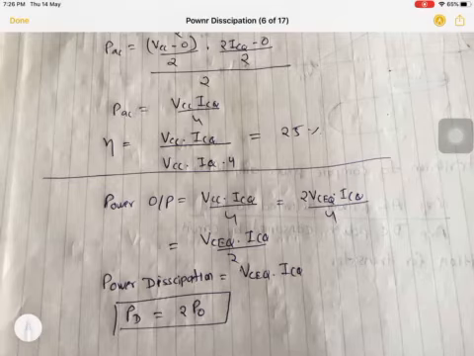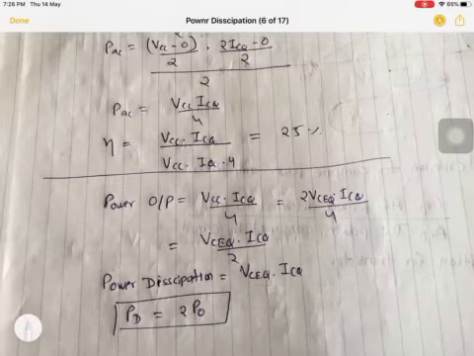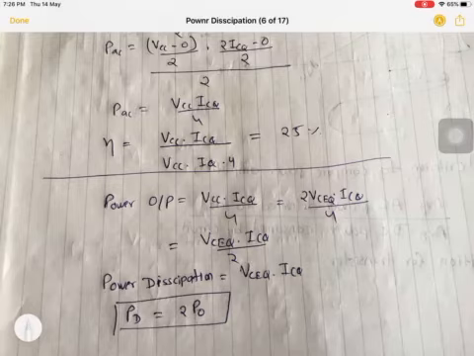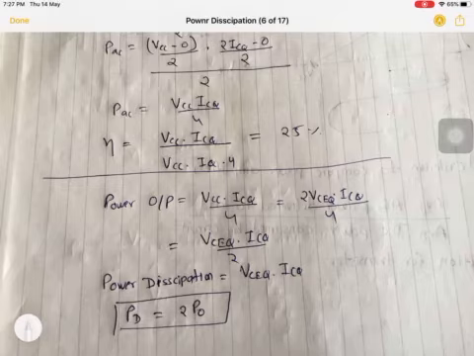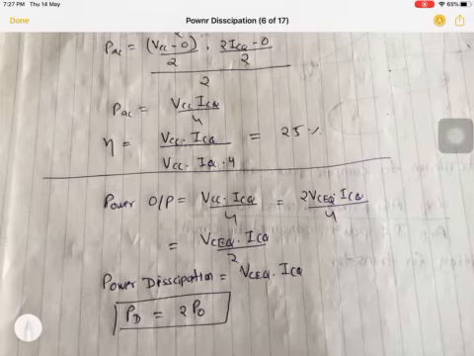Now what is the power dissipation? Power dissipation across the transistor will be VCEQ into ICQ. So I can say if this is PD, PD is 2 times PO. So effectively, if my class A amplifier has 10 watt of output, then I have to buy a transistor such that it can dissipate up to 20 watt.